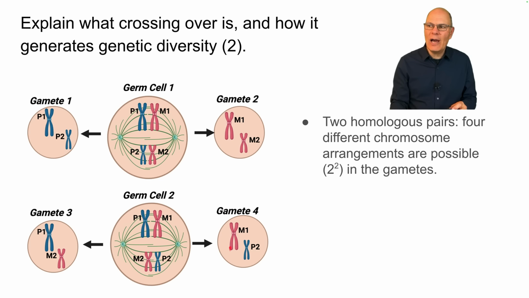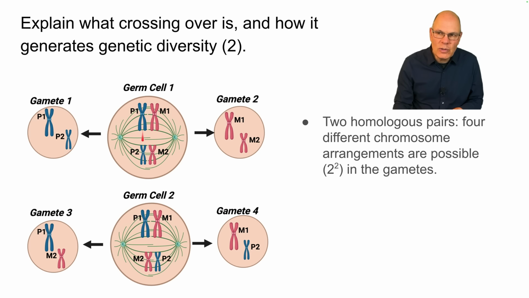What happens is that with 2 homologous pairs, 4 different chromosome arrangements are possible. That's 2 squared in the gametes. In other words, what we're going to do now during anaphase is we're going to pull these homologous pairs apart.